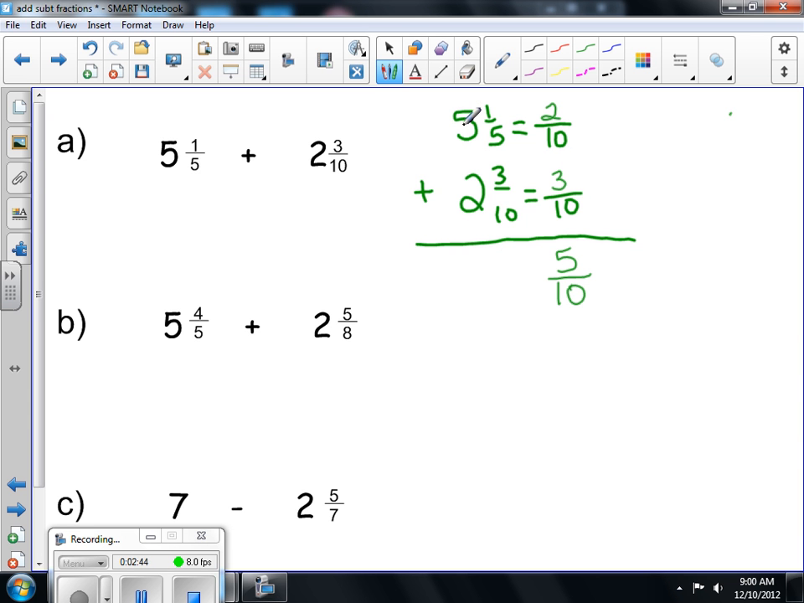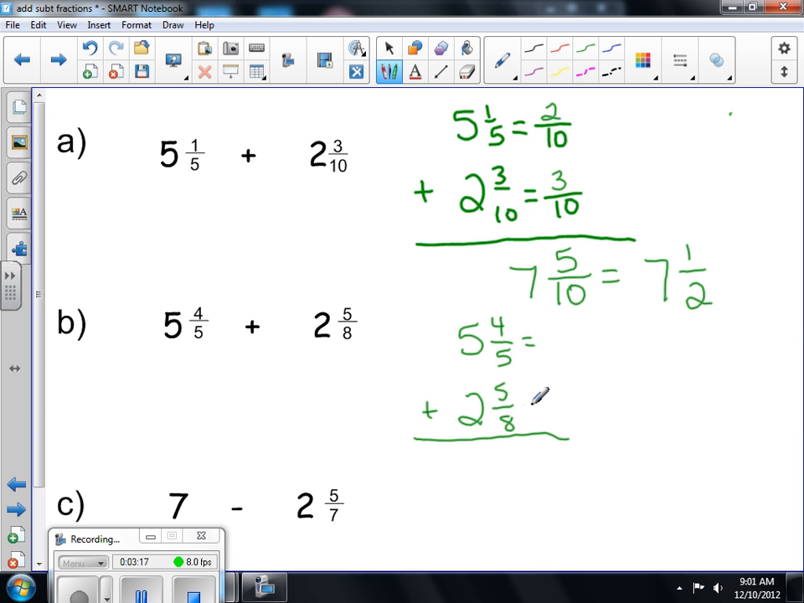It stays the same. Don't forget to add your whole numbers. 5 plus 2 is 7. Then your third step is to simplify. Can I do that? And what does it simplify to? 7 and 1/2. Good job. Now let's go to the next one. 5 and 4/5 plus 2 and 5/8.